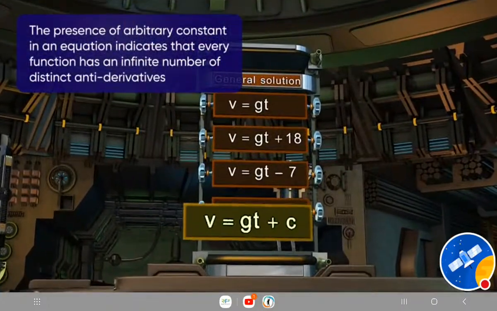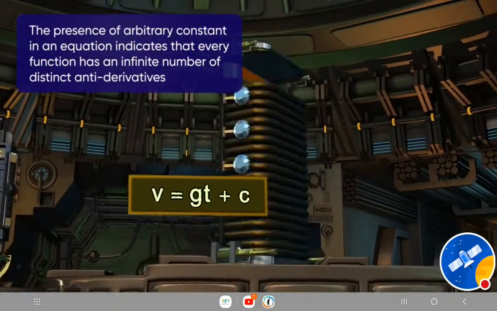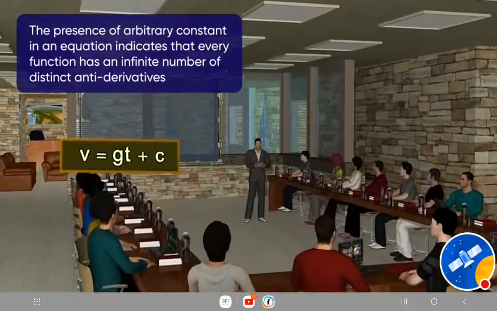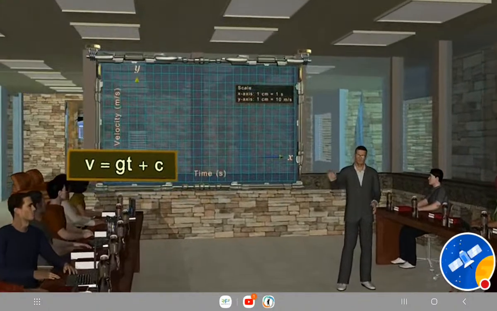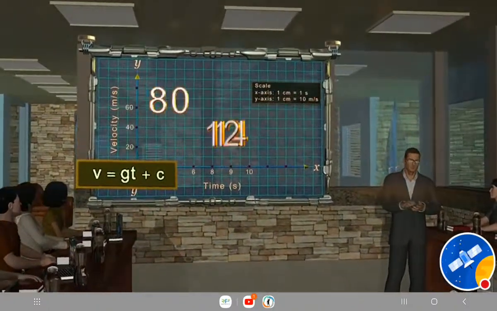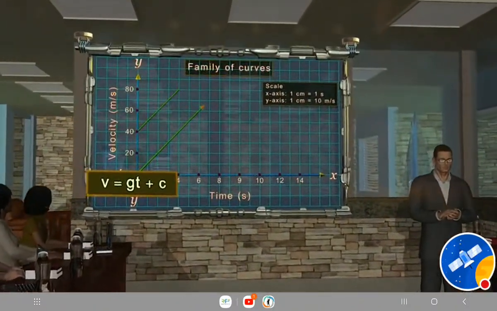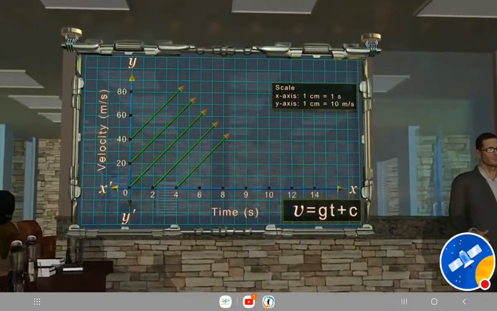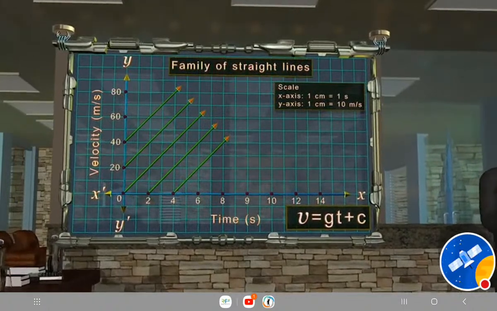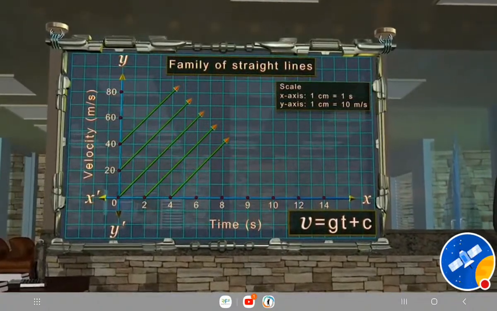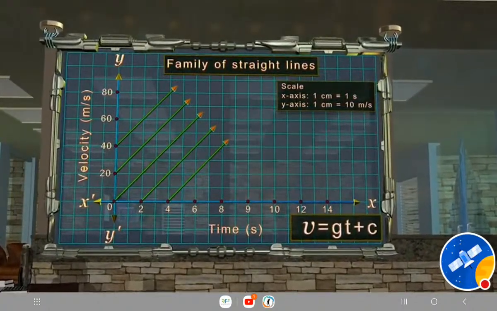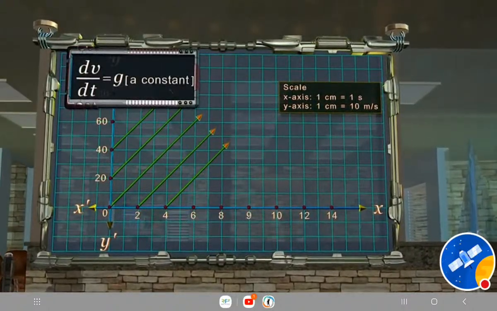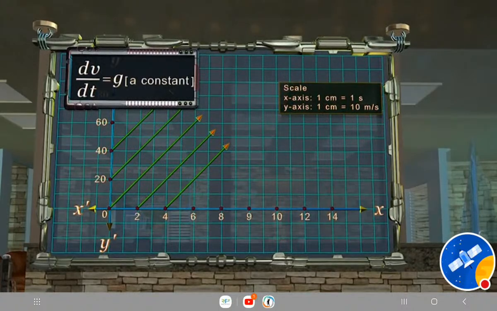The presence of an arbitrary constant in an equation indicates that every function has an infinite number of distinct antiderivatives. Graphically, it implies that there is a family of curves as a solution. The solution v is equal to gt plus c gives us a family of straight lines on a velocity-time graph. This is called the general solution of the differential equation dv by dt is equal to g, which is a constant.